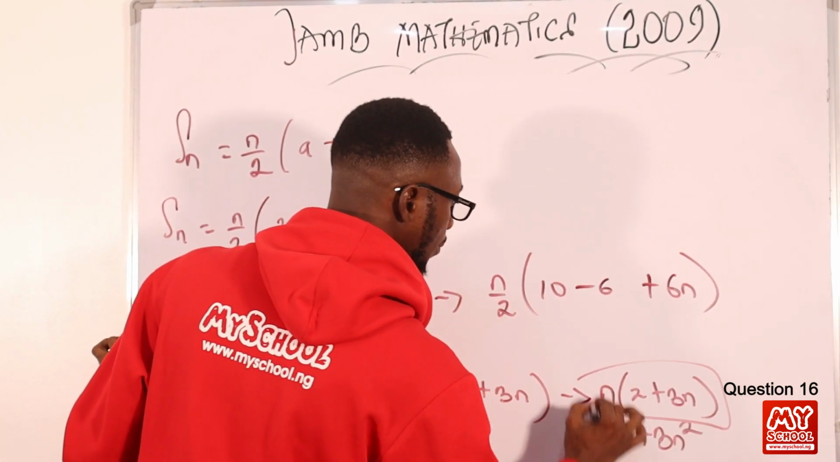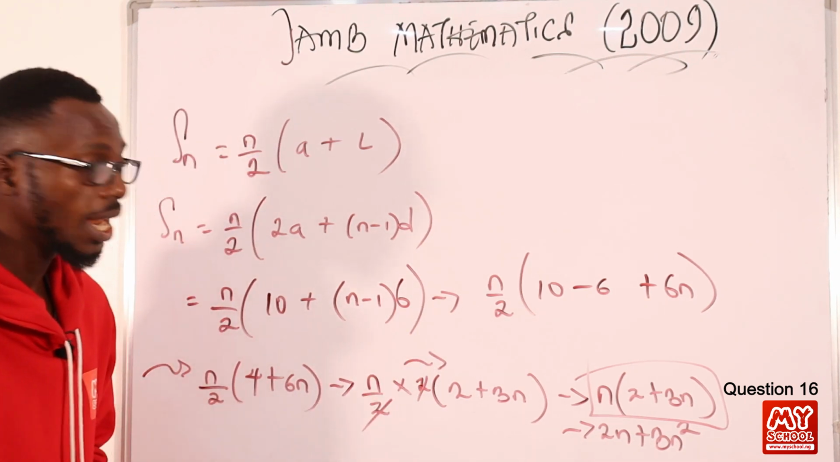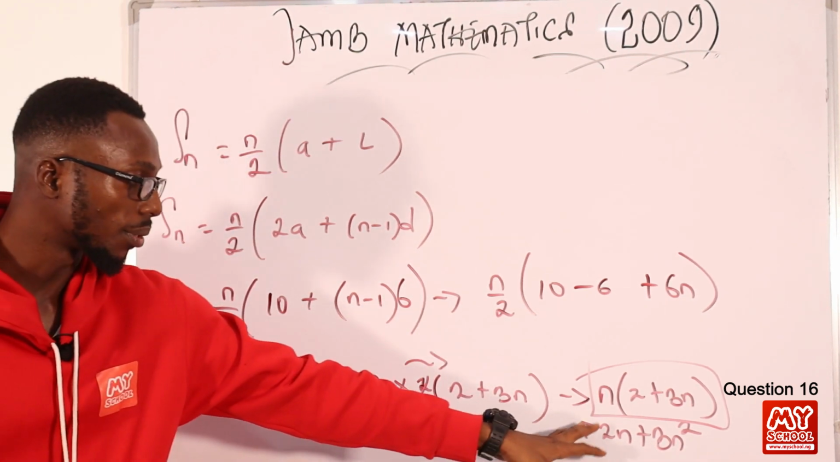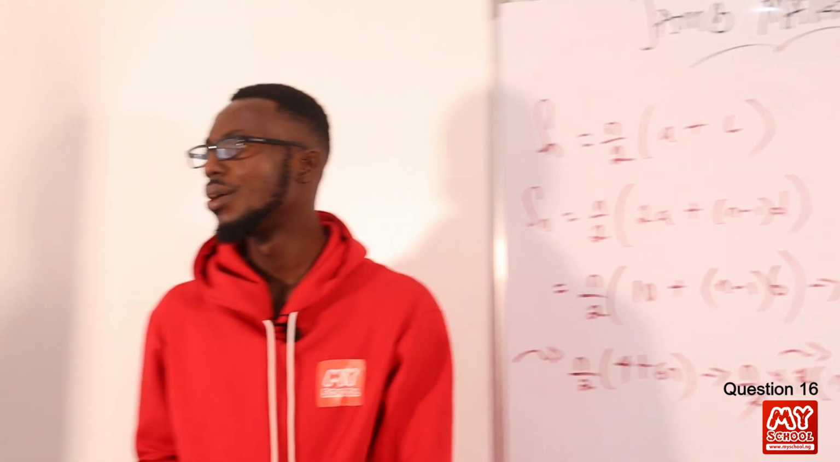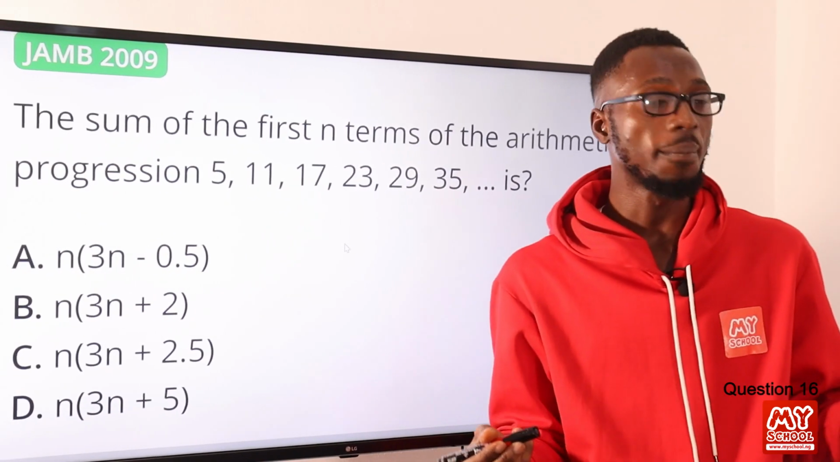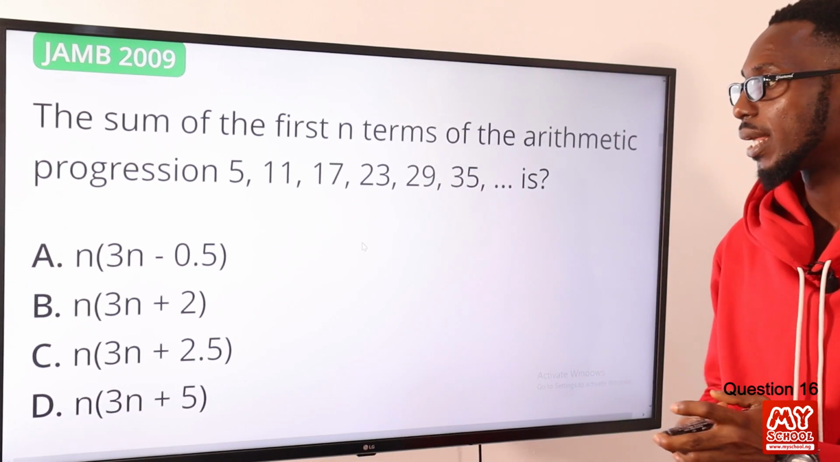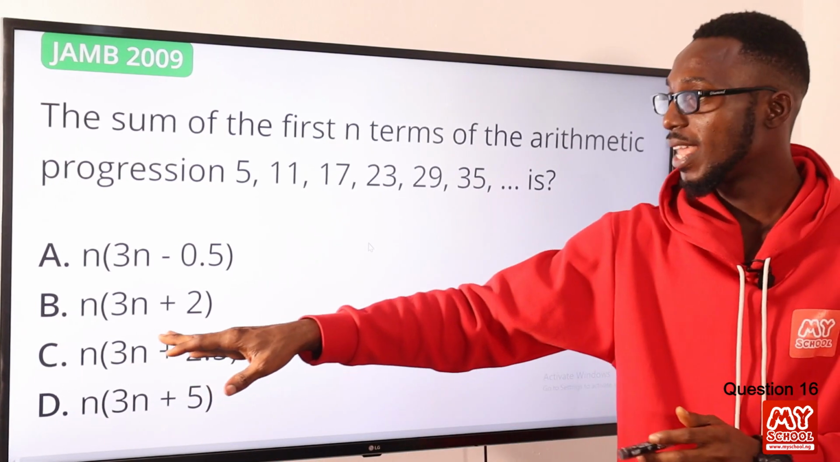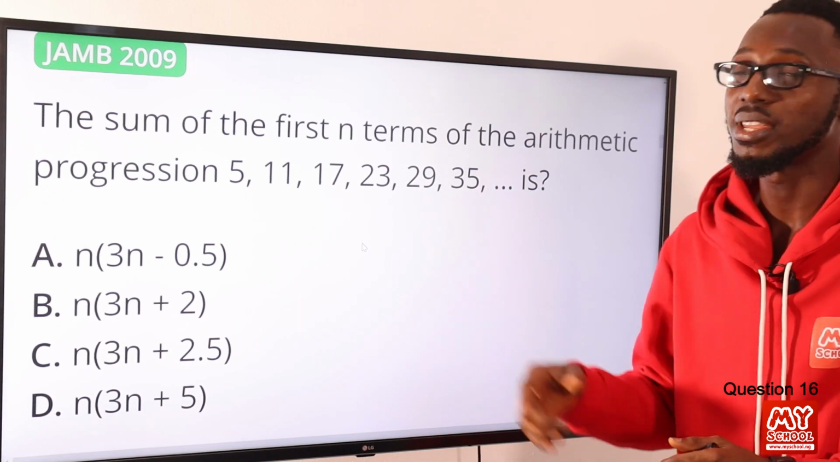Whichever one. Let's look for these expressions: n into bracket 2 plus 3n, or I can have 2n plus 3n squared. So which one do we have? n into bracket 2 plus 3n. Yeah, that is found in option B. So option B is the right option.